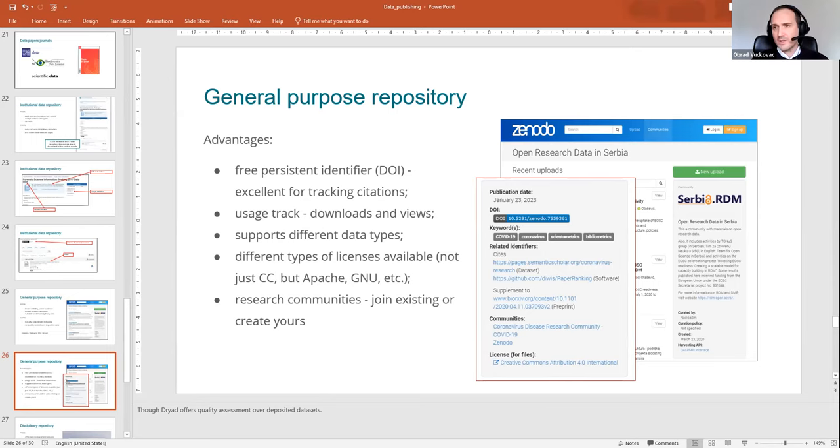And also you have some national policies that require your researchers to do that. You should also keep that in mind.